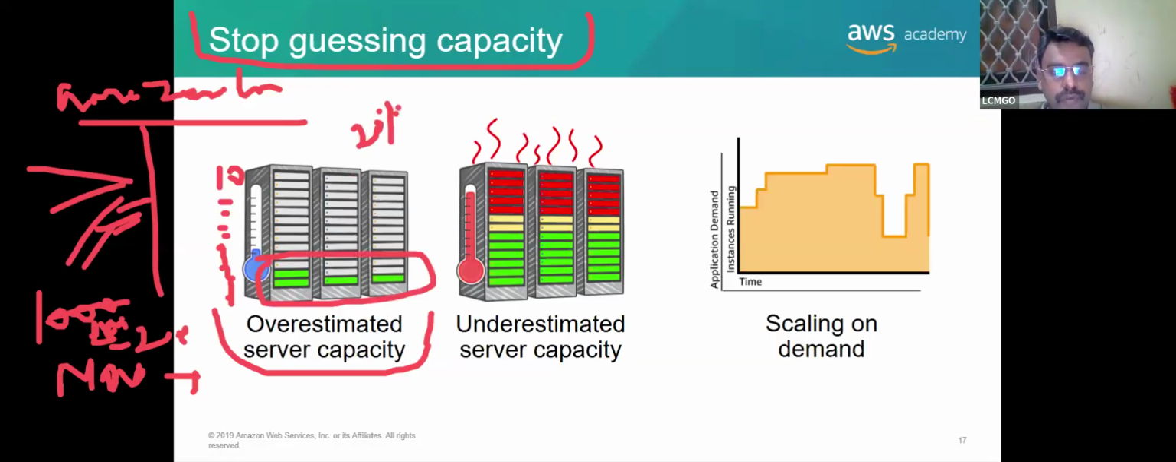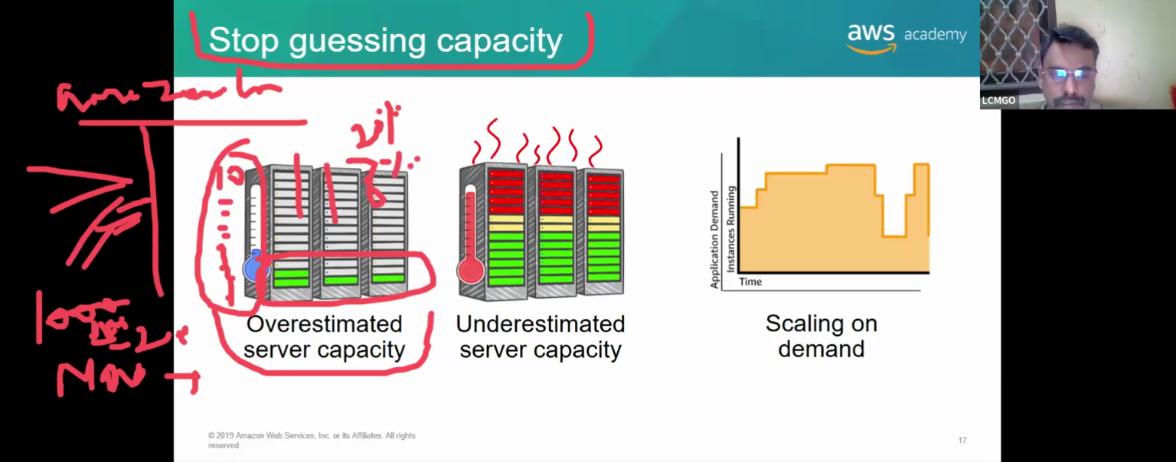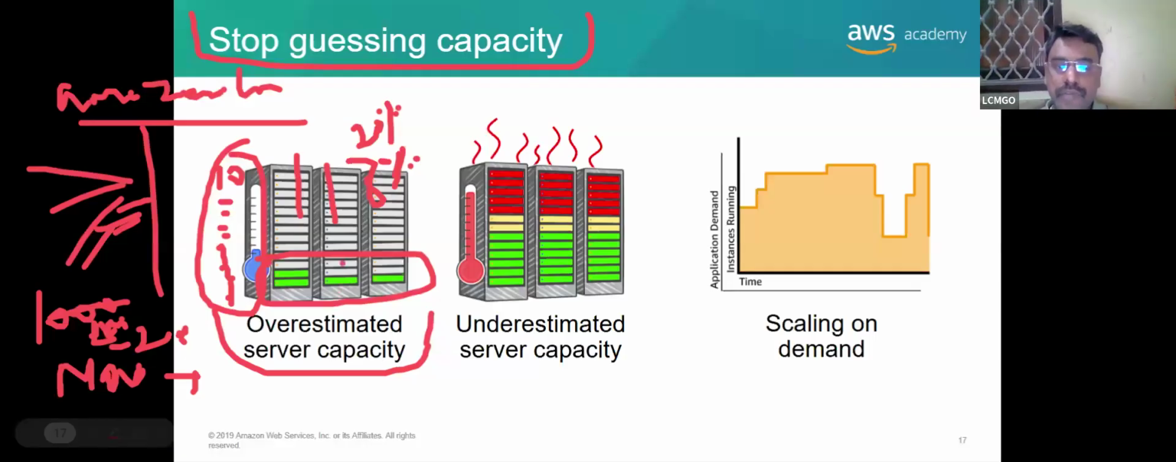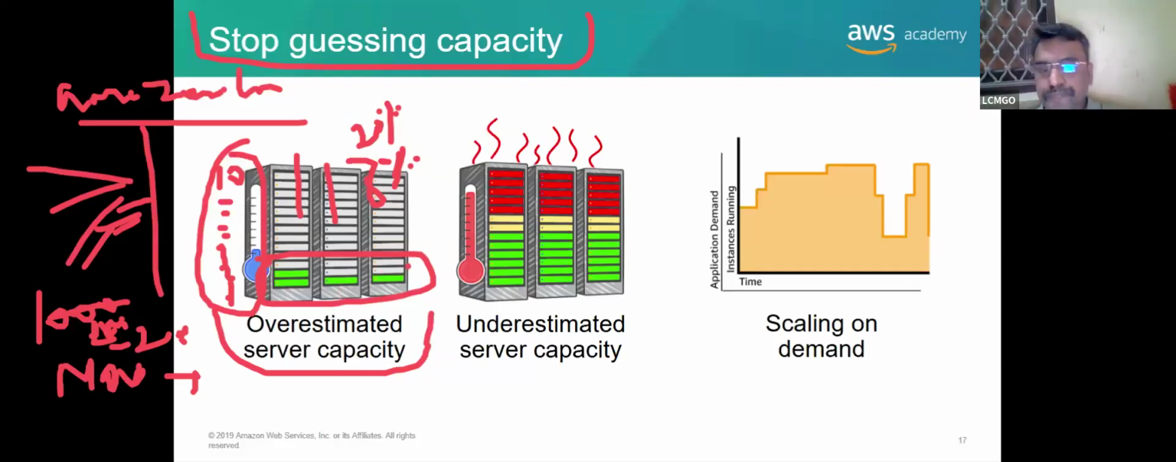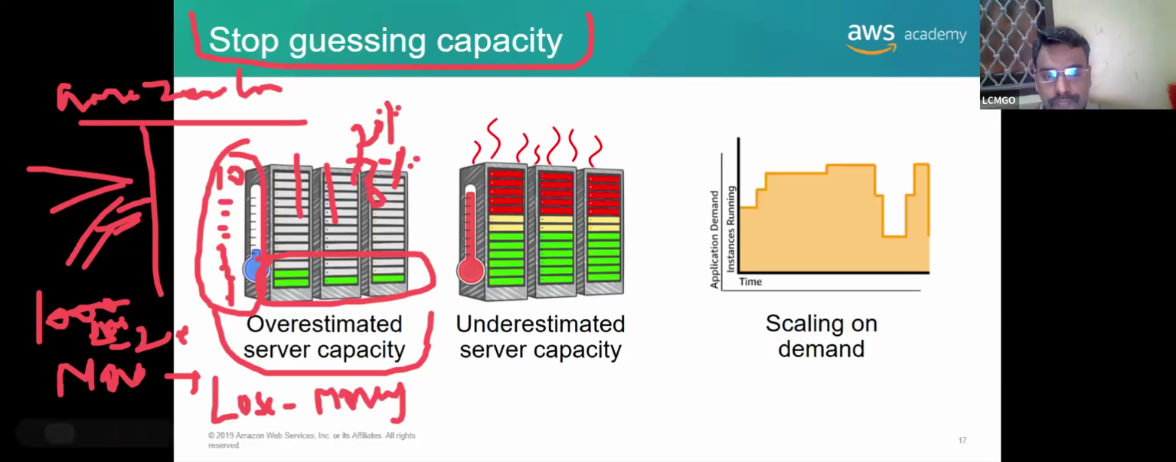Now 20% were used, but we already procured these 10 servers and kept them ready. Now what about these 8 servers? The cost of 8 servers is wasted. So what are we losing here, because of overestimating? What do we lose here? Money. Money, correct? Okay.